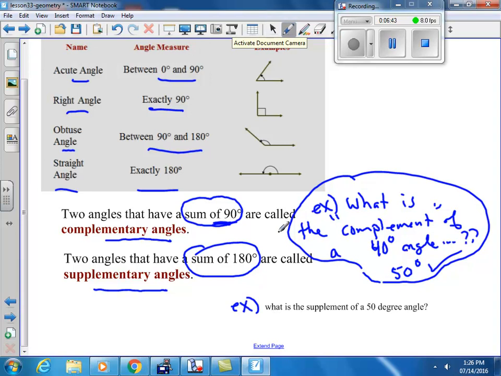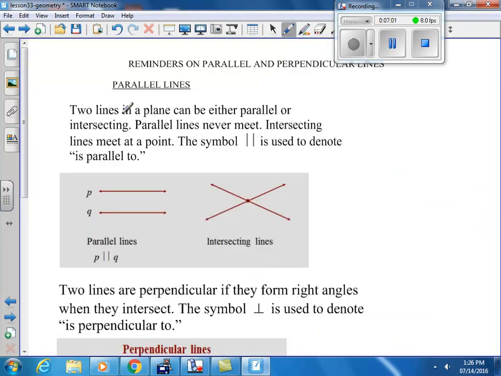So hopefully you're thinking that the supplement of a 50-degree angle would have to be 130 degrees. Why? Because 50 plus 130 makes 180, so they would be supplementary. Okay, so just getting you comfortable with the language. Now let's go to the next slide.